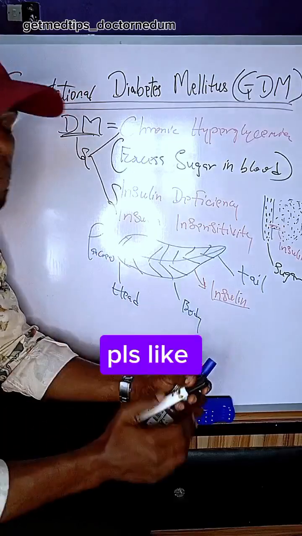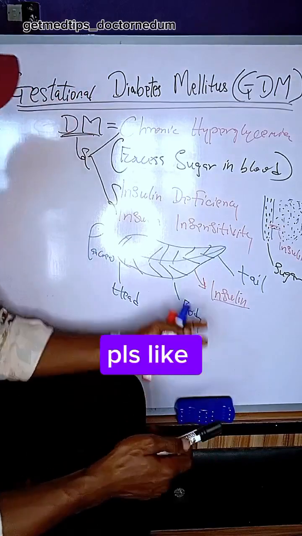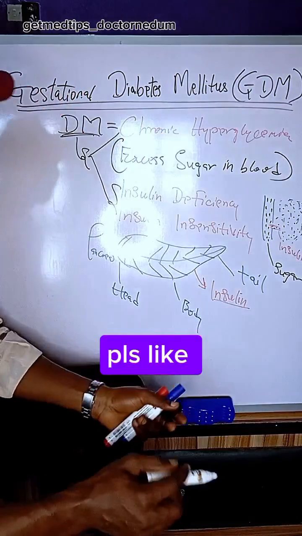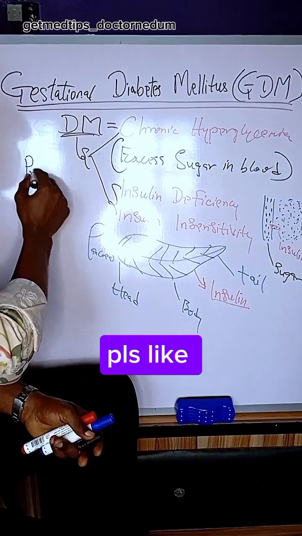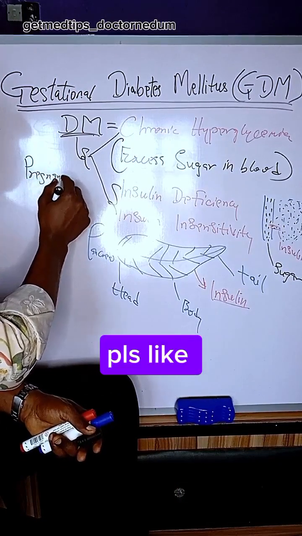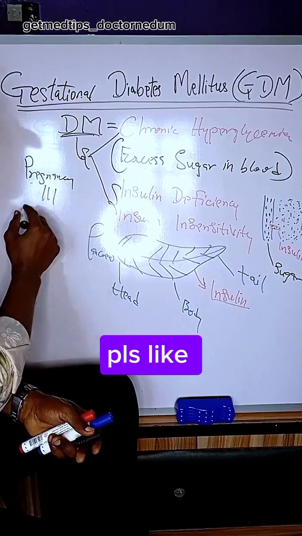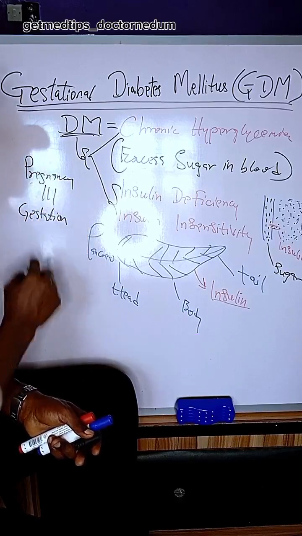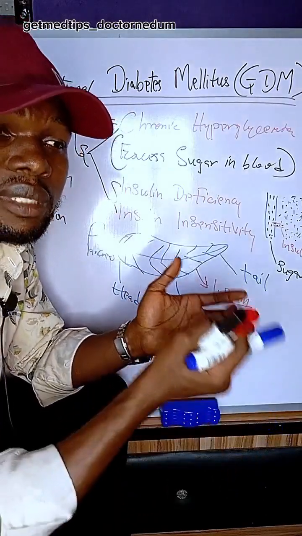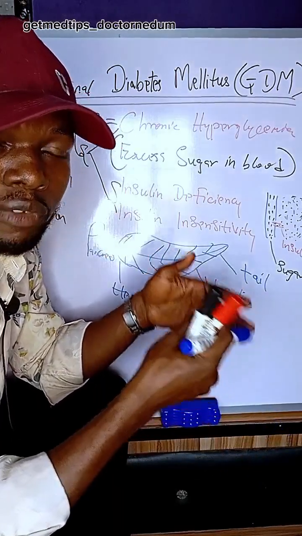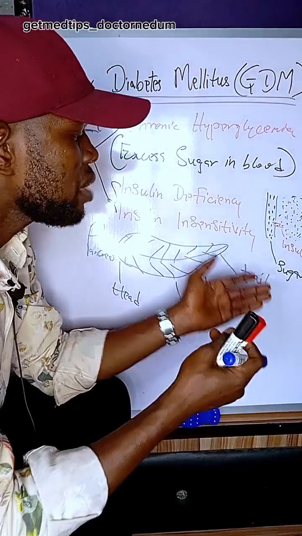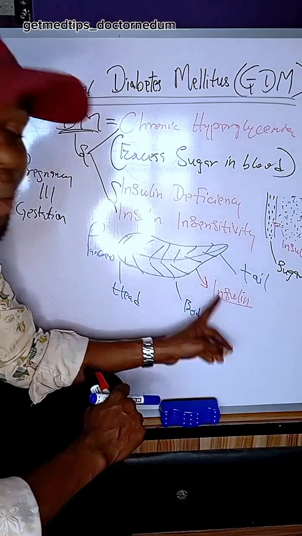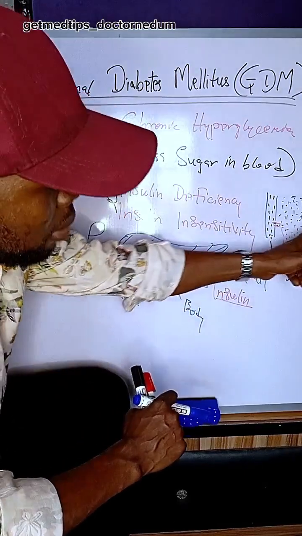So when this condition presents in a pregnant woman, it is called gestational diabetes mellitus. Gestational because pregnancy is equivalent to gestation. So in pregnancy, there is an increase in the amount of energy needed for the mother and the baby. So there is also an increase in the amount of insulin needed for the pancreas to secrete so that it can move the blood sugar to the body tissue.